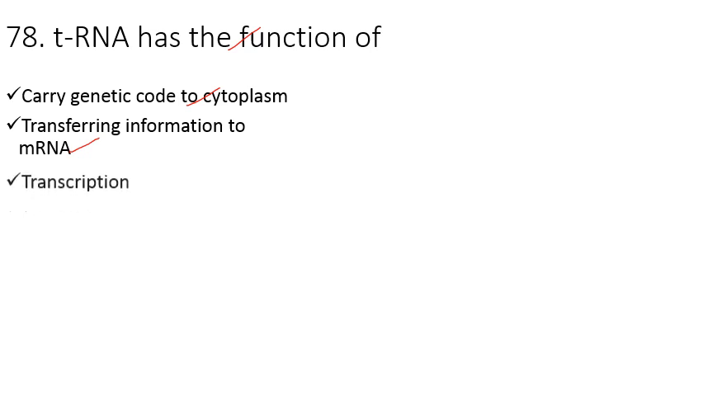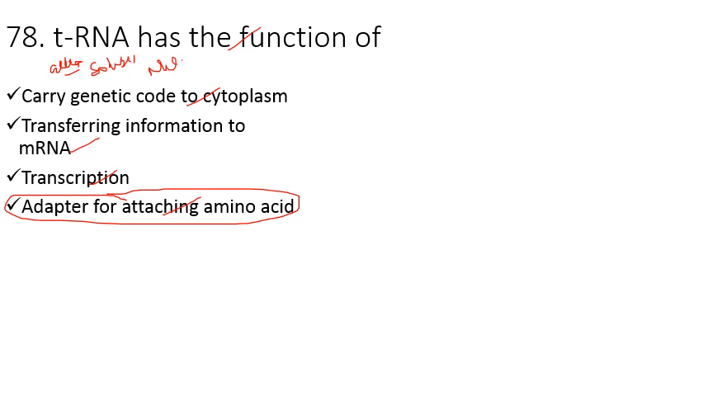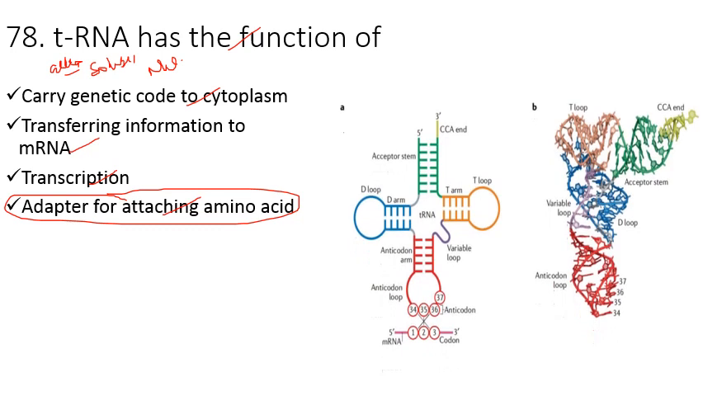The next question is, tRNA has the function of: carrying the genetic code to the cytoplasm, transferring information to mRNA, transcription, or acting as an adapter for attaching amino acids. The right answer is that it acts as an adapter for attaching amino acids. This is also known as an adapter molecule, and it is also known as soluble RNA because it is soluble in a specific concentration of NaCl solution.